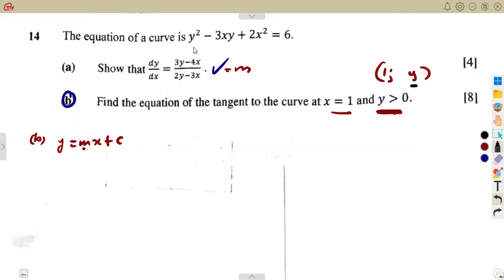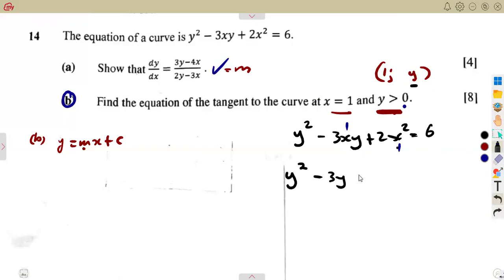So this is what you're going to do. Into the original function, where y squared minus 3xy plus 2x squared is equal to 6, substitute what you are given and solve for that y. Because you are given that x is 1, in place of x, I'm going to substitute a 1 here. So that is going to be y squared minus 3y in place of x there. That will be a positive 2. Transpose this to the other side.